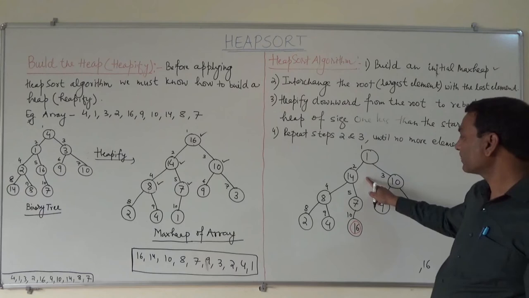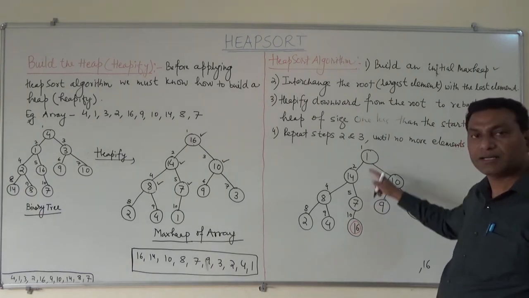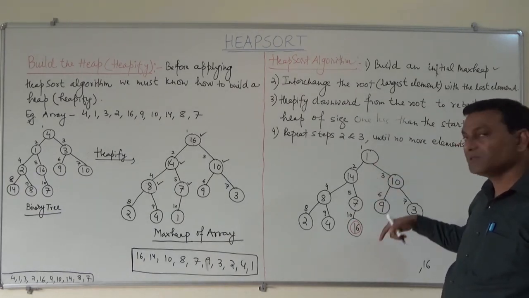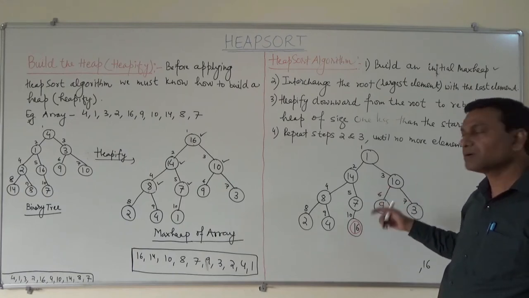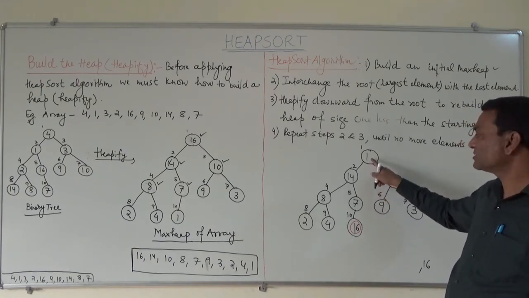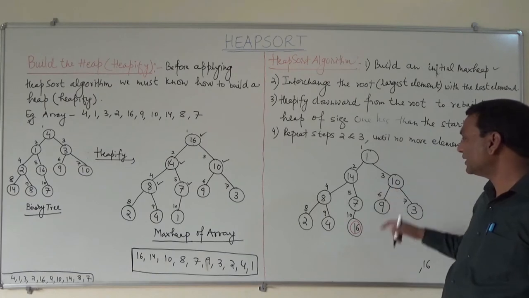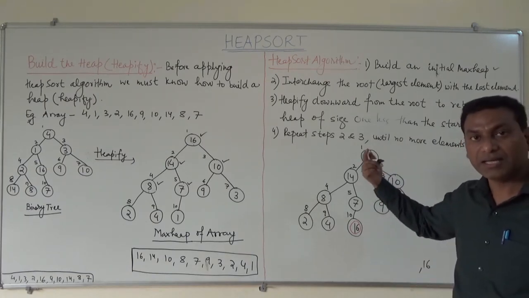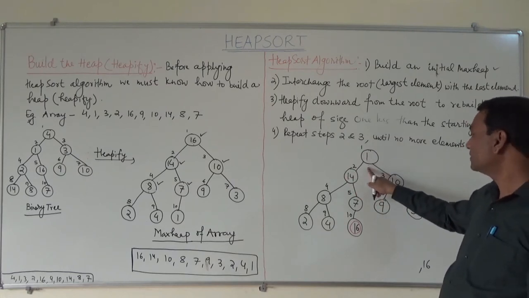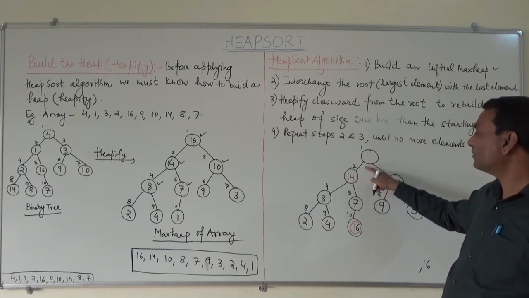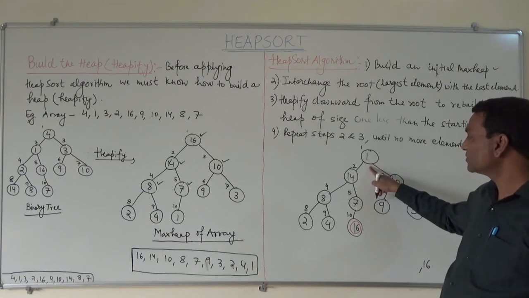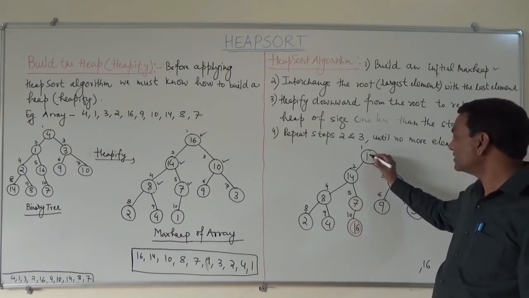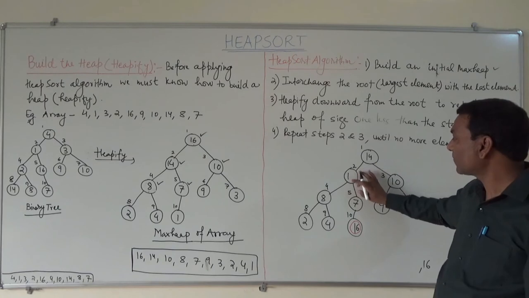Now this 16 and 1 are interchanged. Now we'll check whether this is heap or not. This is not the heap because this 1 is less than 14 and 10. So now we will make it a heap. 1 and 14 should be interchanged. So this will become 14 and this will become 1.